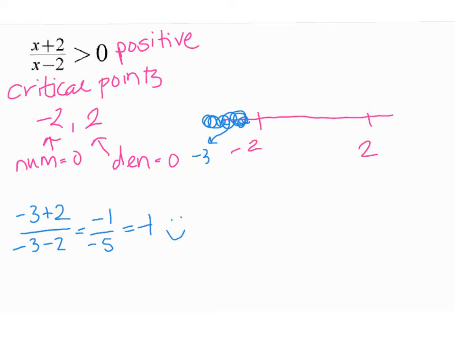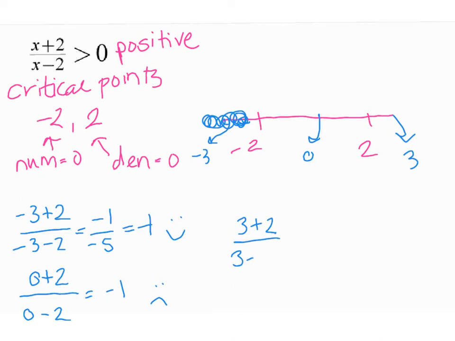Okay. Let's pick a number between -2 and 2. I'm going to pick 0. If I plug in 0, I get 0 plus 2 over 0 minus 2, and that is 2 over -2, which is -1. So it looks like stuff in here is probably negative. So I'm going to pick a point over here. Let's pick +3. So frown for negative. And I've got 3 plus 2 over 3 minus 2, which is 5 over 1, which is positive. So it looks like this stuff over here is also positive.